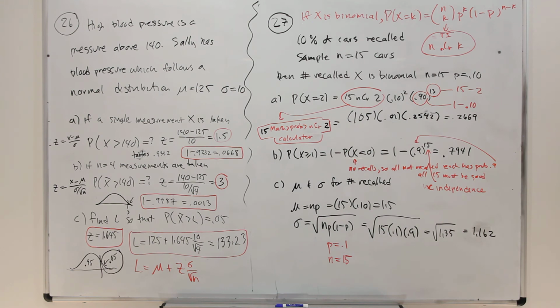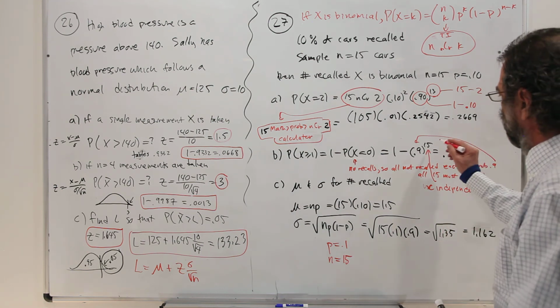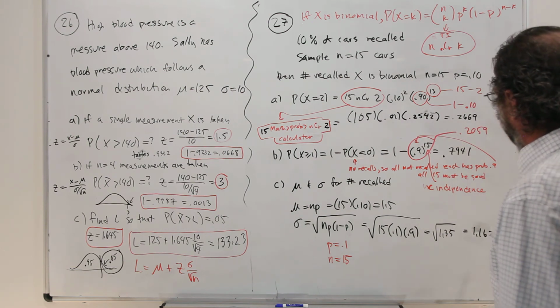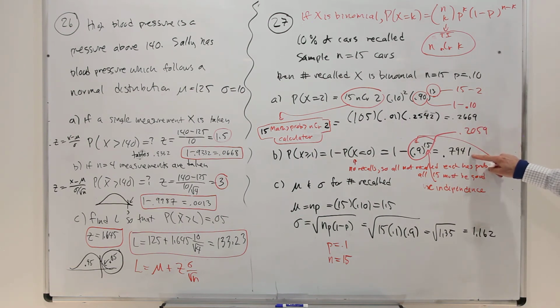That 0.9 to the 15th, you might be curious, I am. 0.9 to the 15th is 0.2059. Put it here. 0.2059. And this plus this comes out to be 1, I'm hoping.